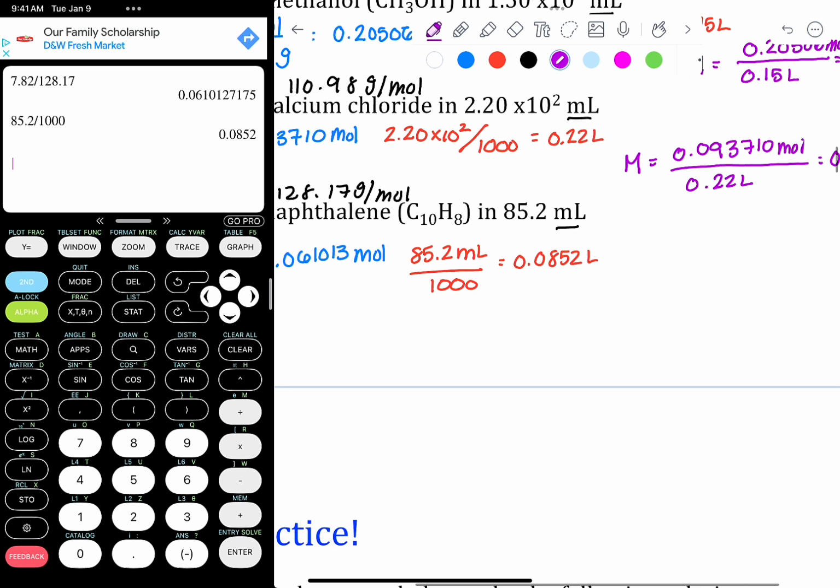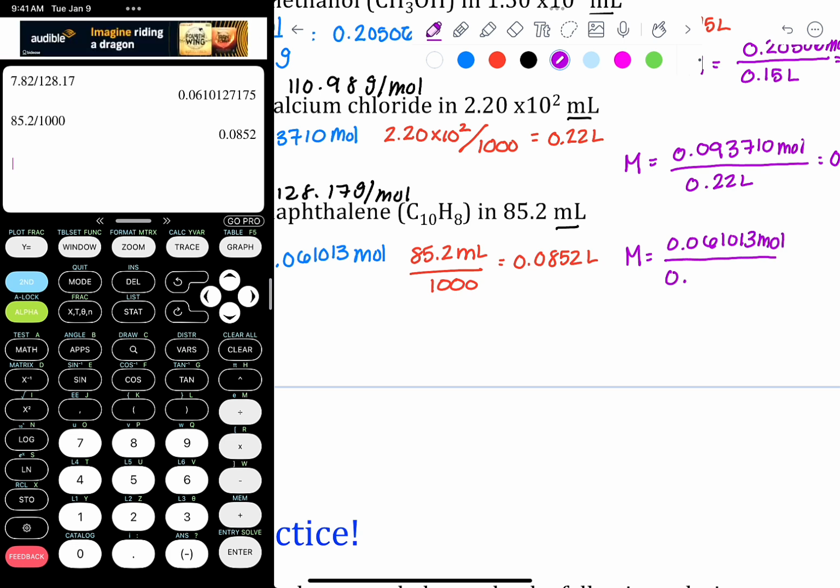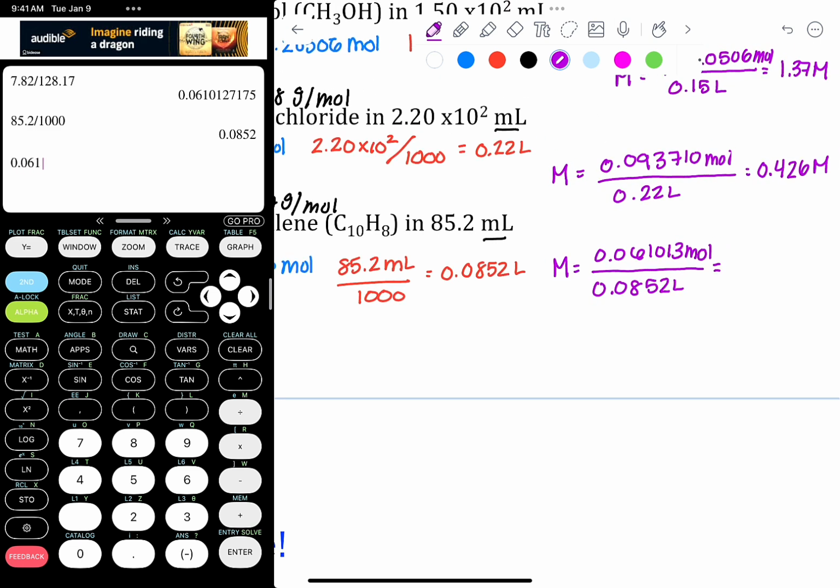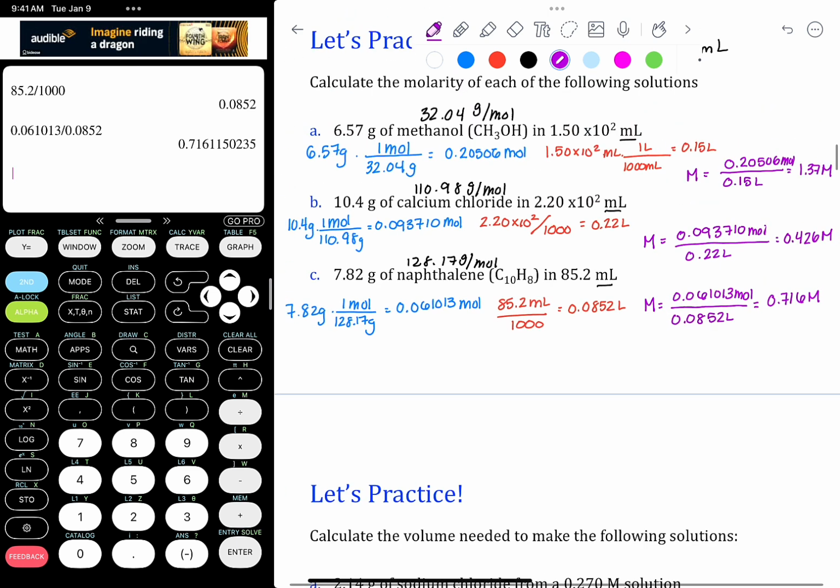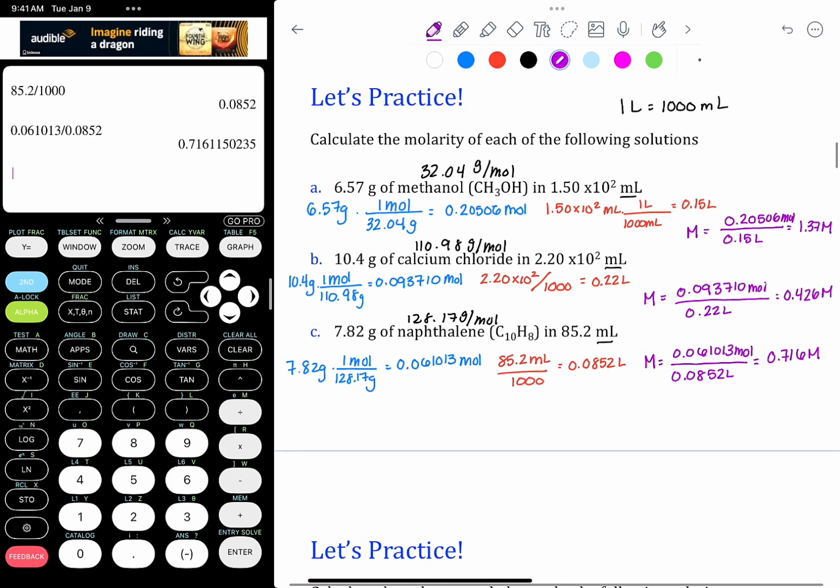So we just take those two values and plug them in to find the concentration. We take 0.061013, divide that by 0.0852, and we get 0.716 molar. So for these ones, all we did was convert from grams to moles, and then milliliters to liters, so that both of our values were in units of moles and liters. Then we just divided them to find the molarity.